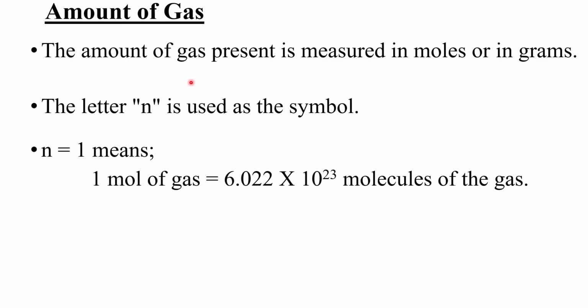The fourth variable is the amount of gas. The amount of gas present is measured in moles or in grams. In the ideal gas law, we will be using moles. So if grams are given, you will be converting them into moles. And n equals 1 means 1 mole of a gas equals 6.022 times 10 to the 23 molecules of the gas, which comes from Avogadro's law.